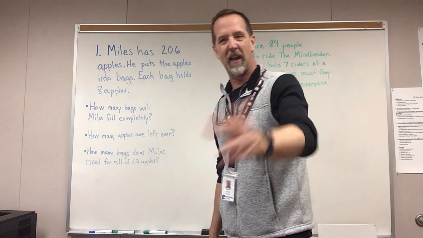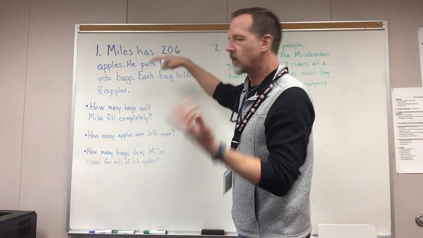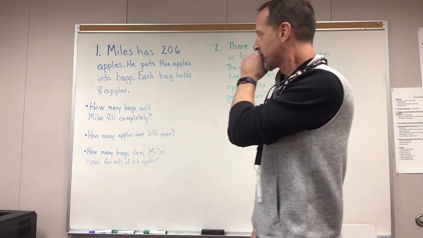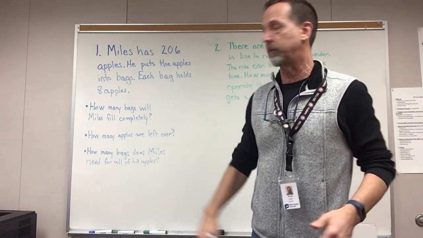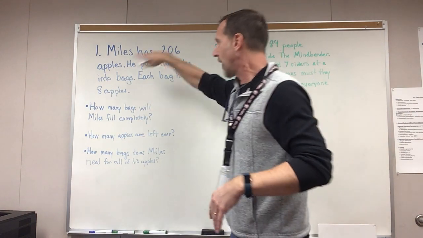So here's my problem, and it may be hard to see. The markers aren't real dark, so do the best you can with it. Listen to what I'm telling you. Miles has 206 apples. He puts the apples into bags. Each bag holds 8 apples. Now I don't have a question yet. I have 3 questions here, and they're all different. We're going to talk about that in a minute. Let's go back to the problem.